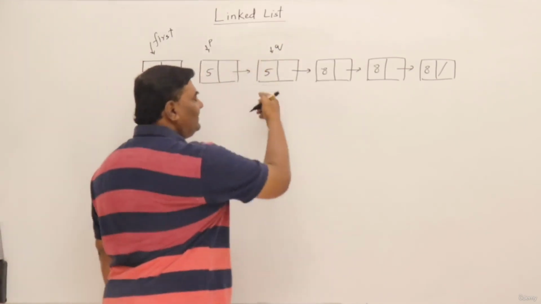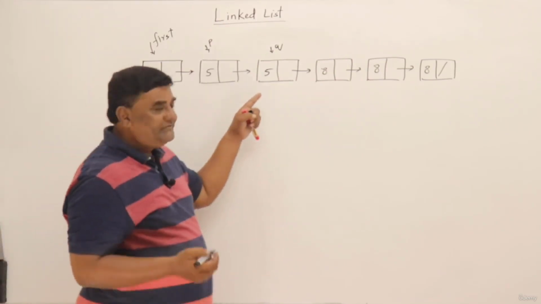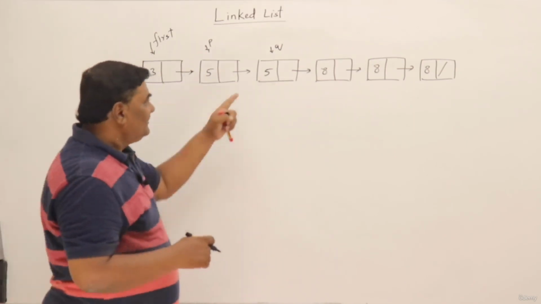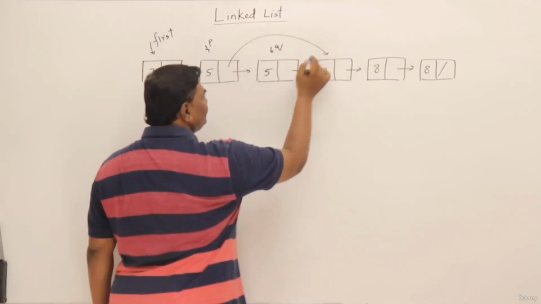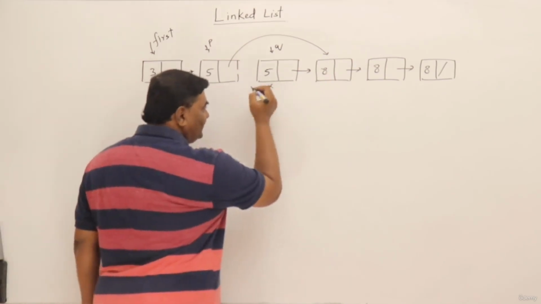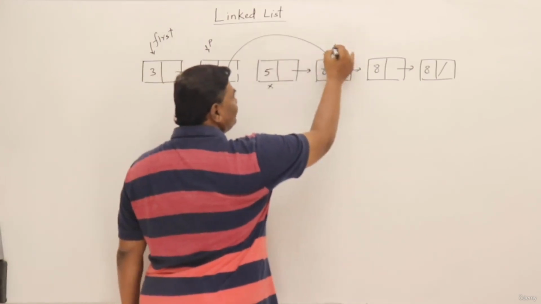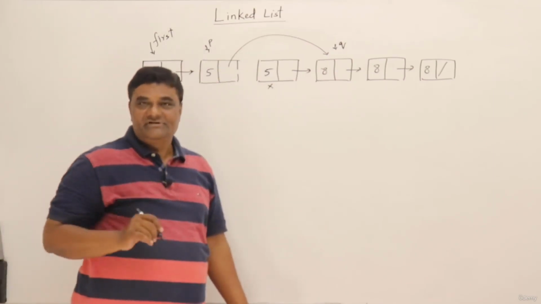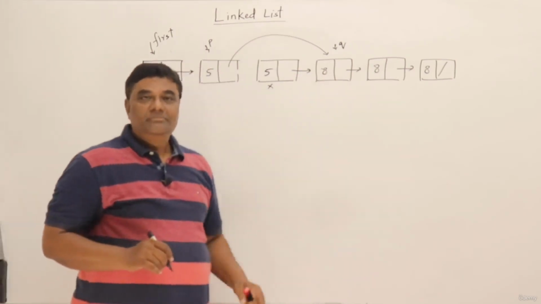P's data and Q's data, it's matching. If the data is matching, then what we should do? We have to delete the node. So which one? We will delete the second node. Actually, we can delete any node, but here we are deleting the second node. So how to delete this node? Make P's next point to Q's next. This is the first step. Then delete the node at Q. Then make Q point to P's next. So these are the three steps: make P point to the next node of Q, delete Q, then move Q to P's next.